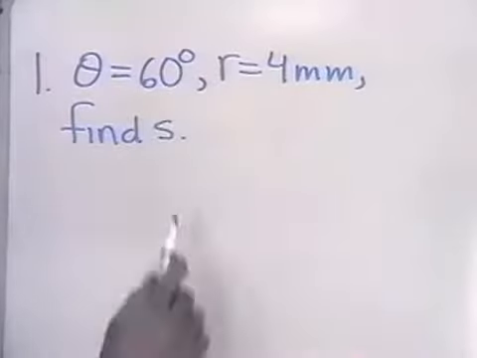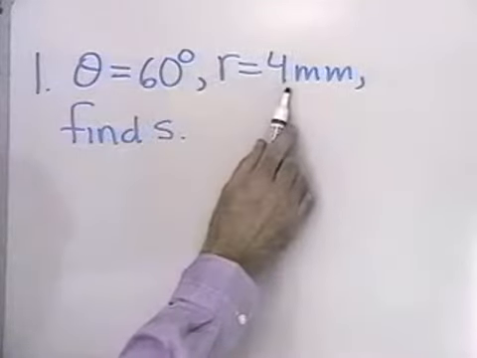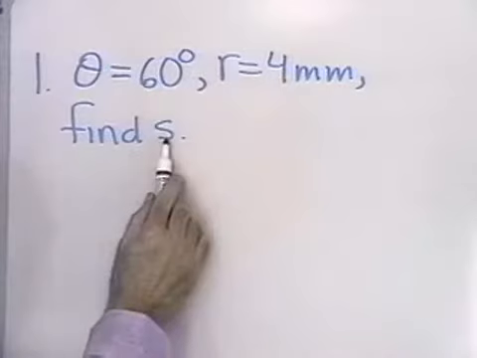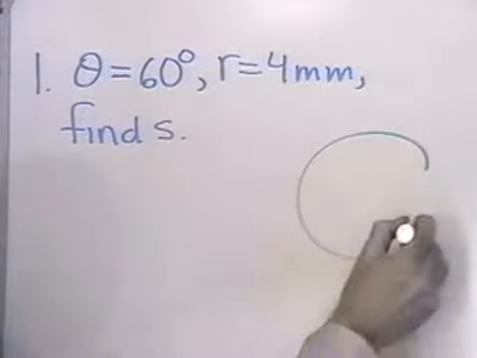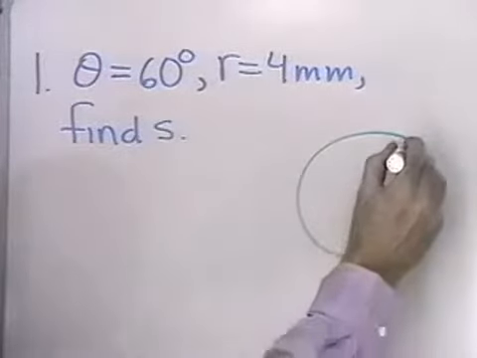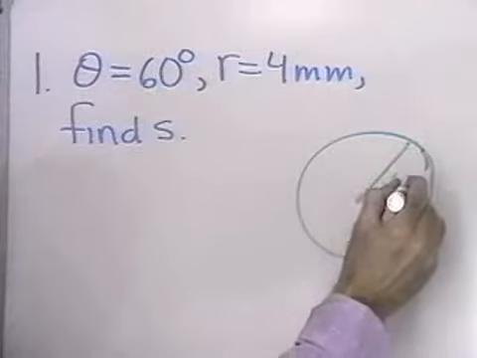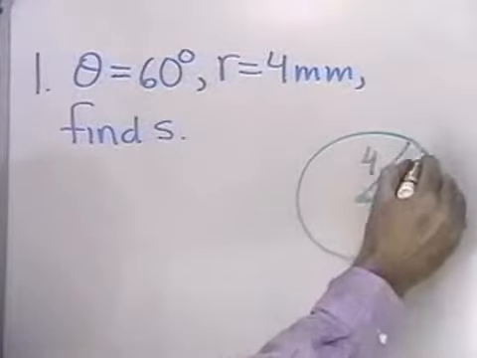Suppose that theta equals 60 degrees as a central angle in a circle with a radius of 4 millimeters. Let's find the arc length s cut off by angle theta. So let me draw a little picture over here. This will be my circle. I'll have a central angle that will be 60 degrees. The radius of this circle is 4, so that's 4 and that's 4, and what I want to find is this arc length s.